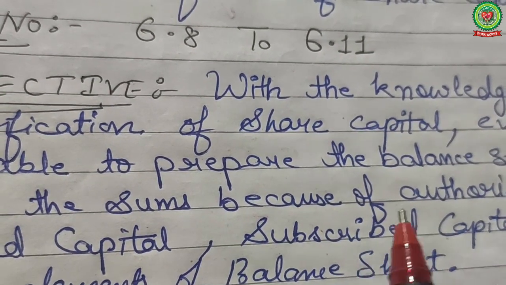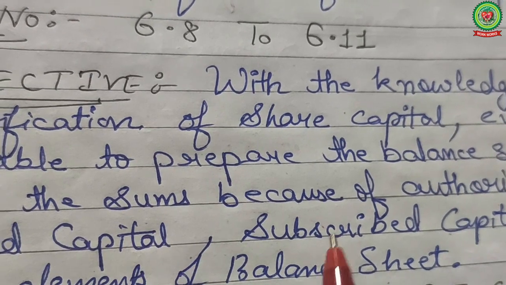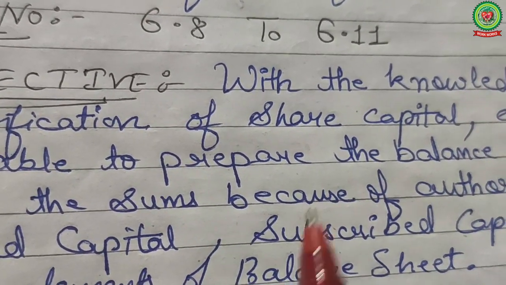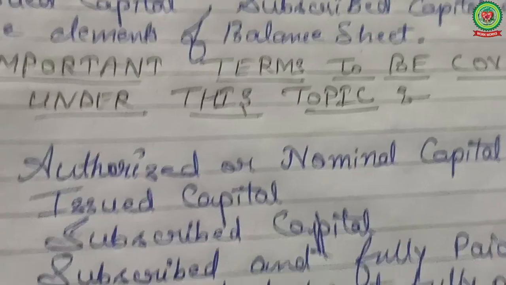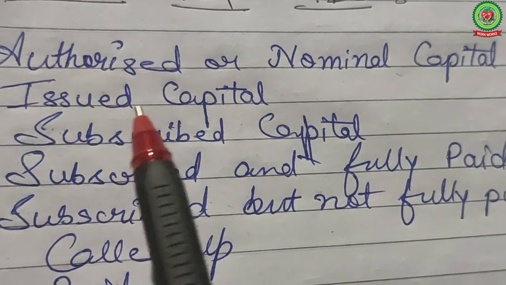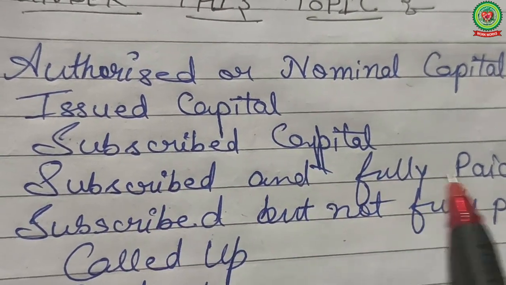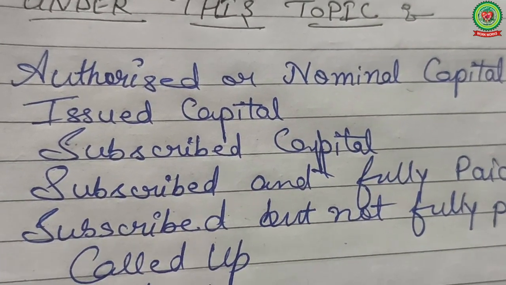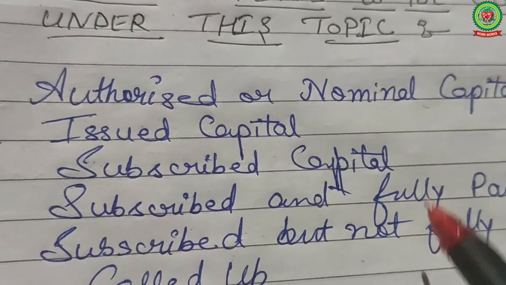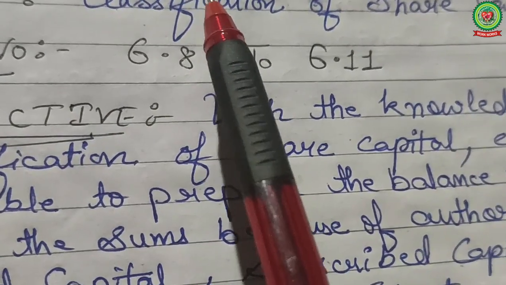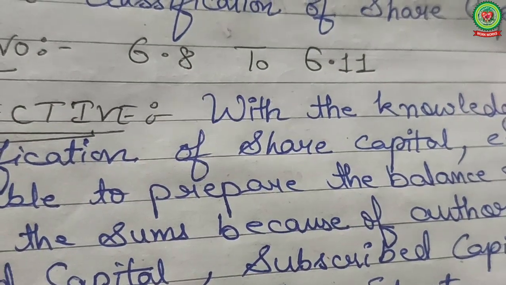issued, subscribed capital. If you know about the authorized, issued, subscribed capital, then only is it possible for you to solve the sum. Okay, the terms here: authorized or nominal capital, issued, subscribed, subscribed not fully paid, called up, paid up. These are all the main terms, elements of this chapter, this topic, classification of share.